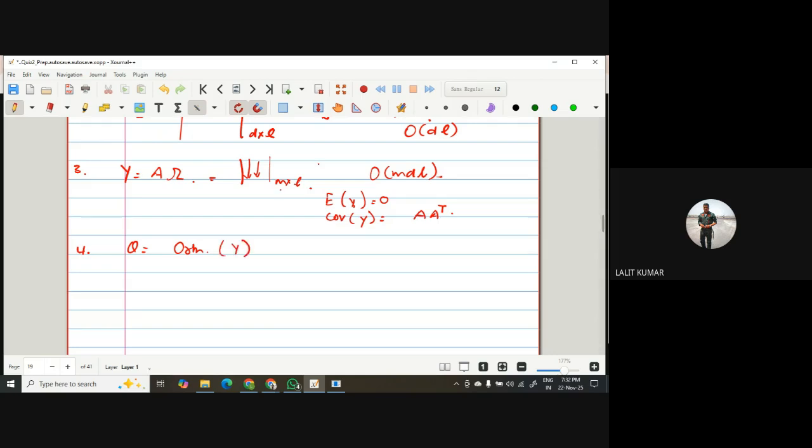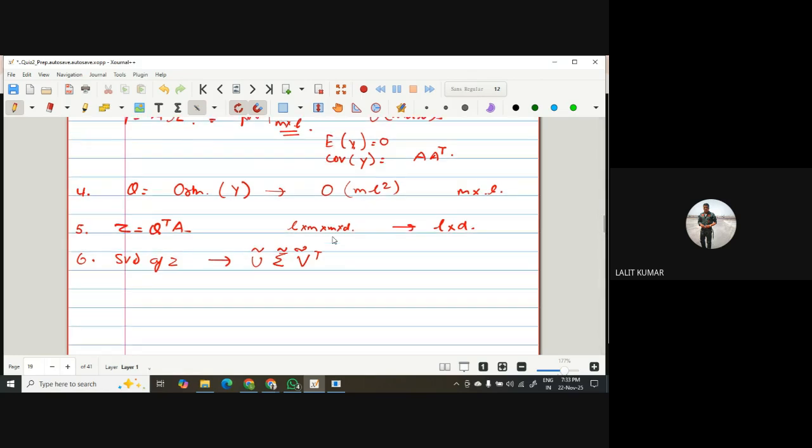Now this is M into L. For orthogonalization, the complexity is O(ML square). Now we find Z = Q transpose A. Here Q is again M into L, so this becomes L into M into M into D, which is L into D. Sixth, we do SVD of Z, which gives us U tilde, Sigma tilde, V transpose tilde. So these are the SVD of Z.